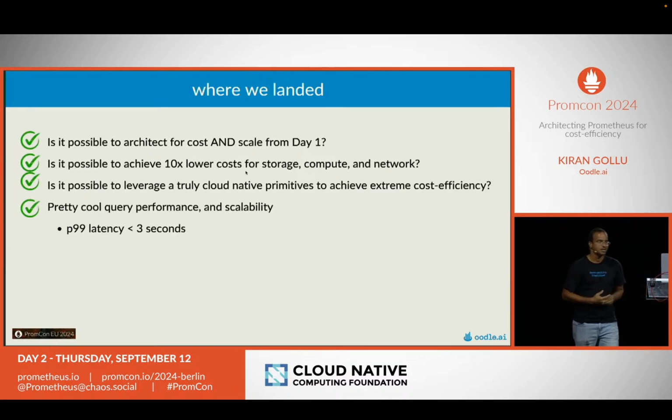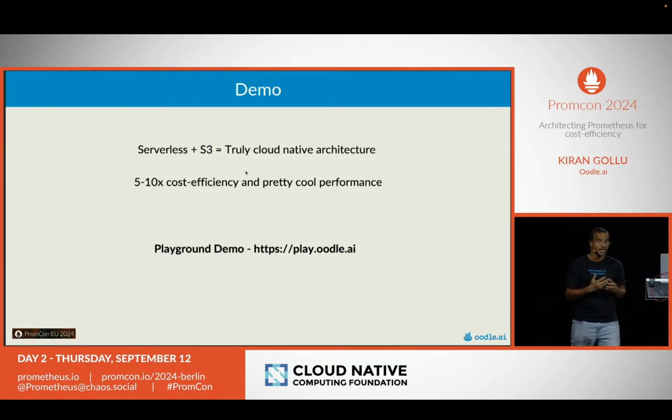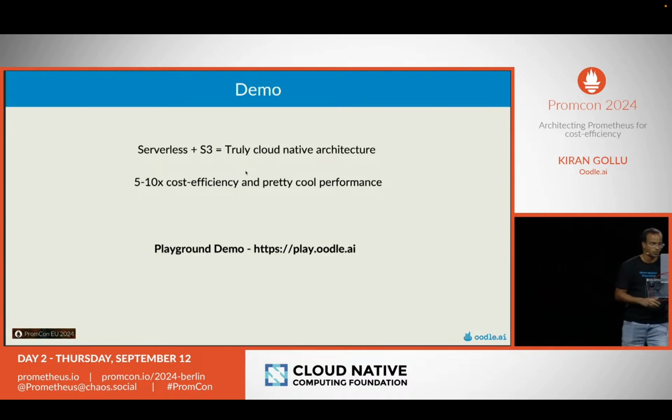So where did we land? Is it possible to architect for cost and scale? Absolutely, yes. And we were able to achieve some pretty cool performance as well, less than 3 seconds. So serverless and S3 is the way to go. It's truly cloud-native architecture. And we're also able to achieve 5 to 10x cost efficiency and also pretty cool performance.